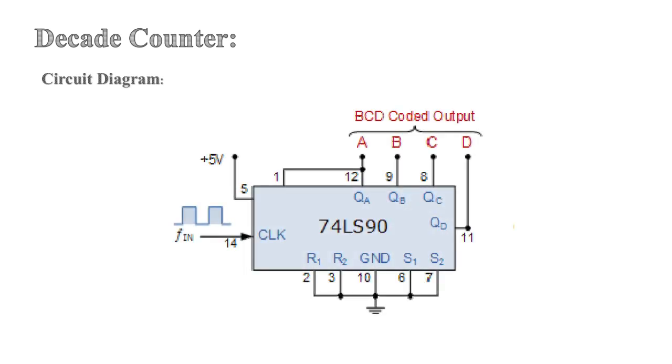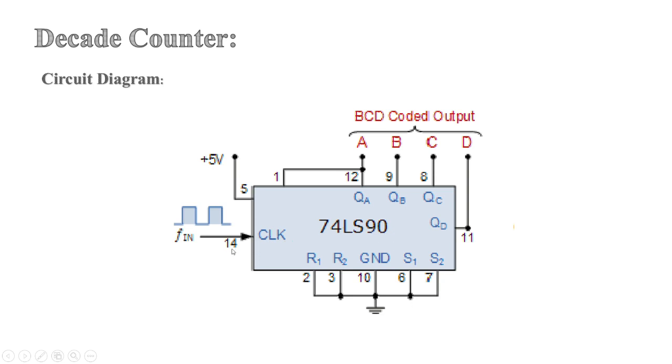Now I'm going to explain the decade counter experiment. This is the circuit diagram of the decade counter. The IC number is 7490.